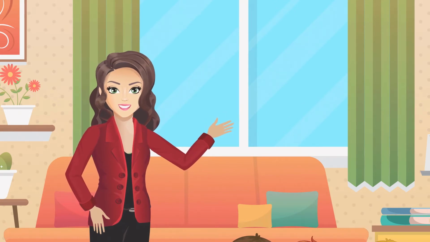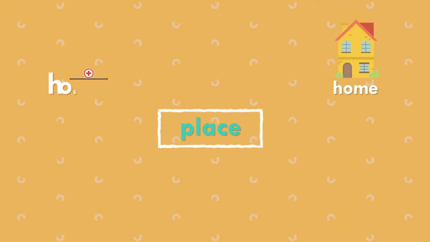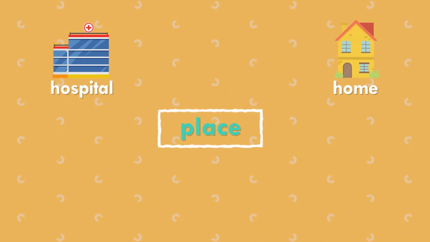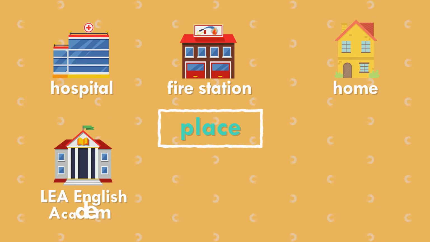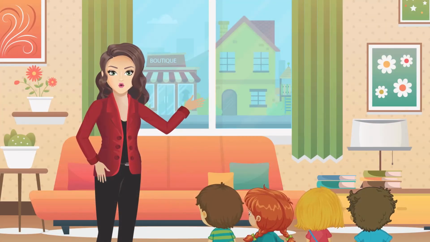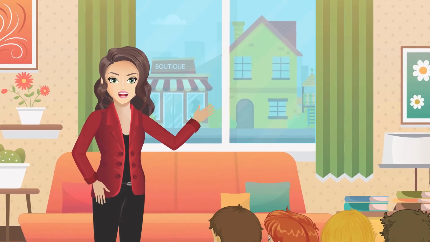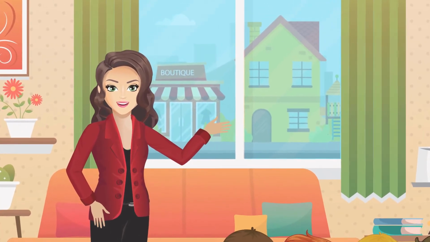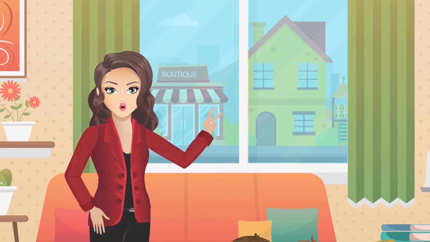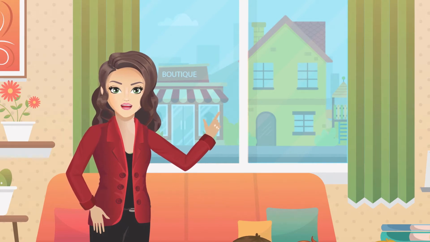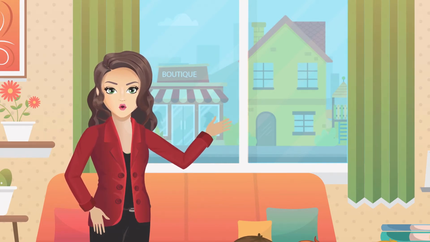Let's move on. A noun is a place. Home, hospital, fire station, Leah English Academy, park. Can you think of some examples? Look out the window. What do you see? Do you see a house? Do you see a store? Well, both are nouns.